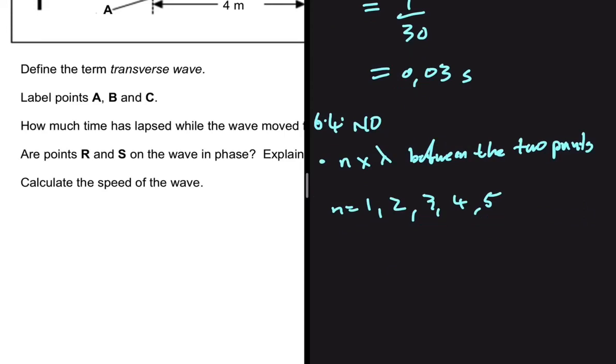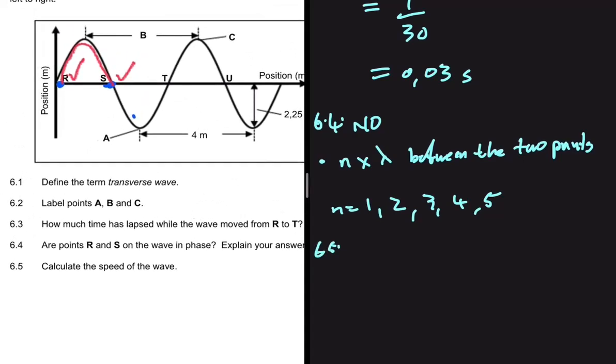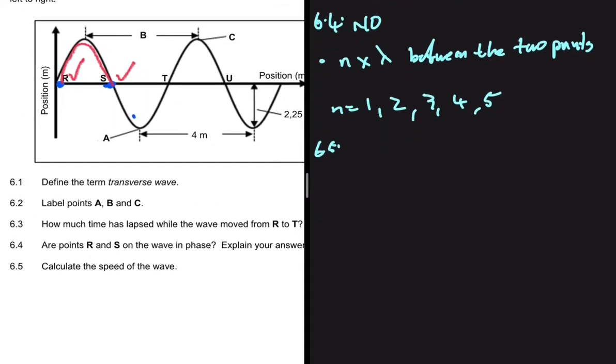Let's look at 6.5. What does the question say? Calculate the speed of the wave. So what do we need to calculate the speed of the wave? Let's look at the information we have. We know that the frequency is 30 hertz. We know that the period is equal to 0.03 seconds.